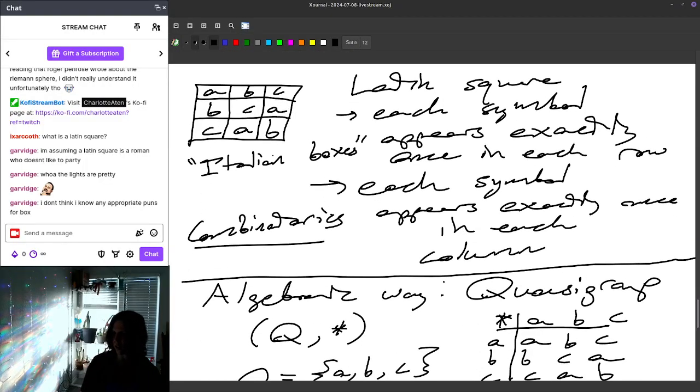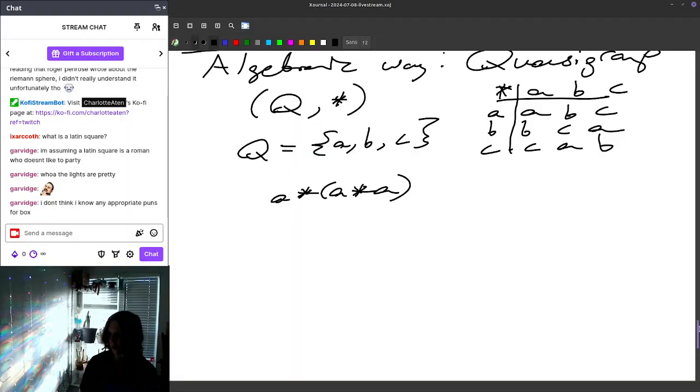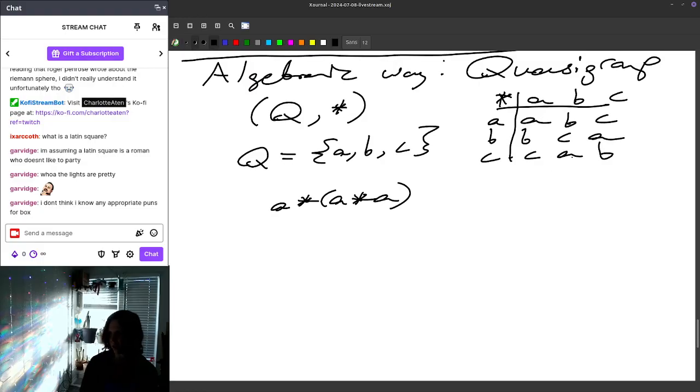This is also a bit of a lazy Sudoku. It's like Sudoku, but you don't have to do the part with the little squares inside. It's just lazy Sudoku, where you just have to get the rows and the columns. That's pretty much what it is. But algebraically, if you think about it this way, where the Latin square table is the multiplication table, you can ask about things like, what's a times a times a? And you can see, it's a times a, because a times a is a, and that's a. And if you look at this more, you can see that actually this is nothing but the group of order 3.